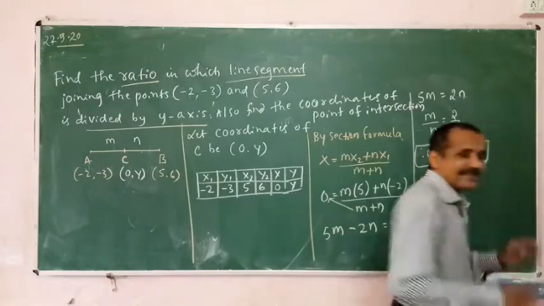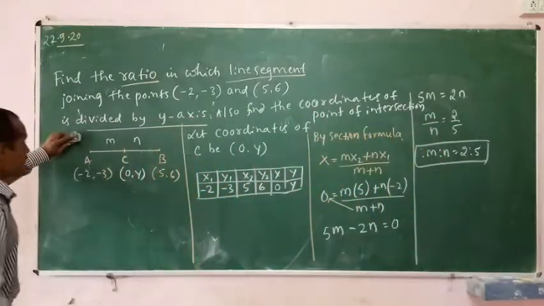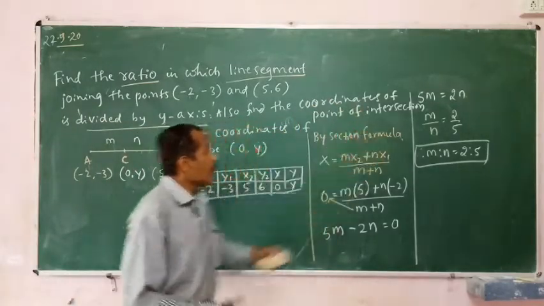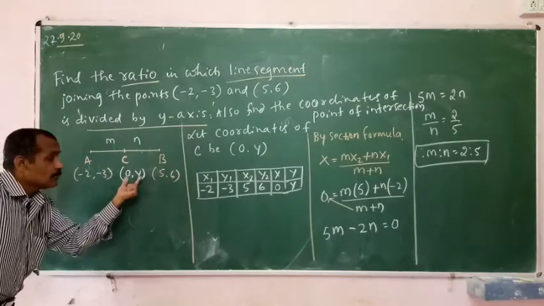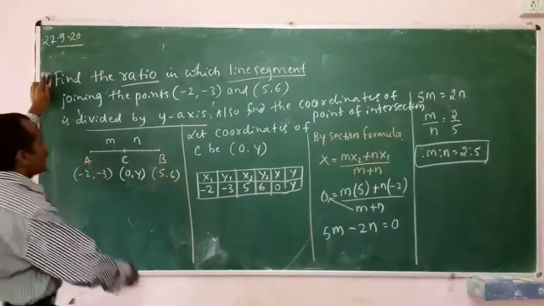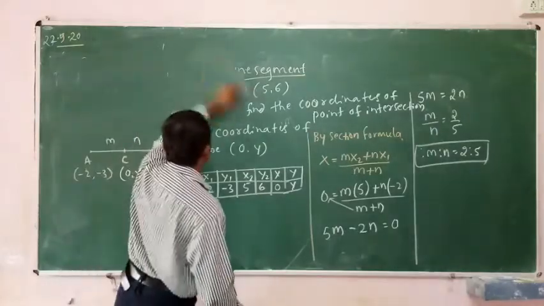What will I do for that? I will continue, as that is also a part of your problem. I have to find the coordinates of the point of intersection. That means this value I have to find, that is 0, and I have to find the value of y. For that, I will apply the section formula.